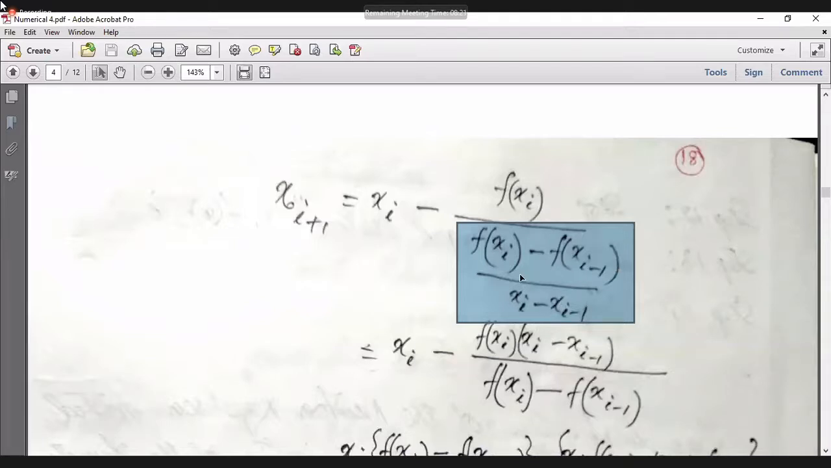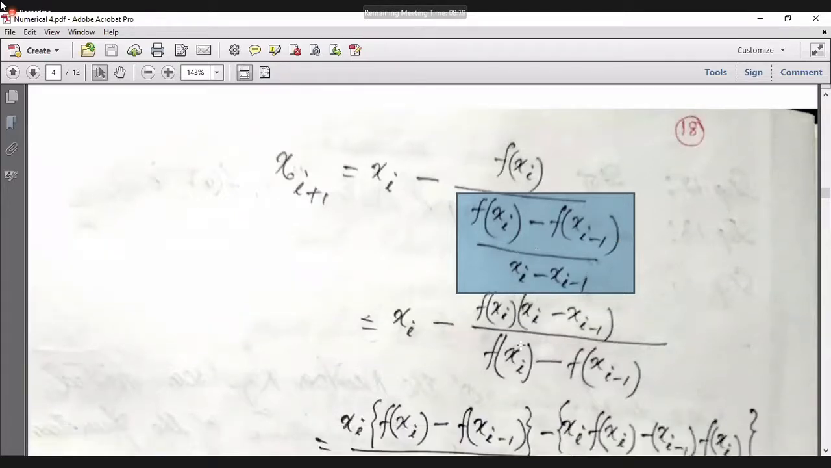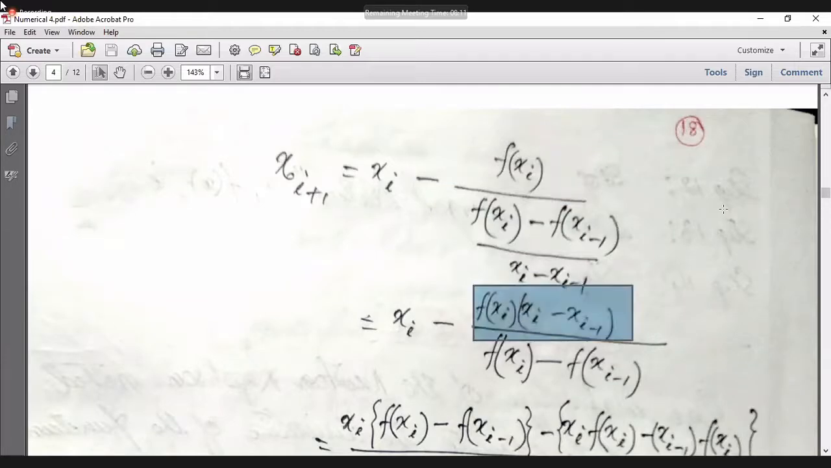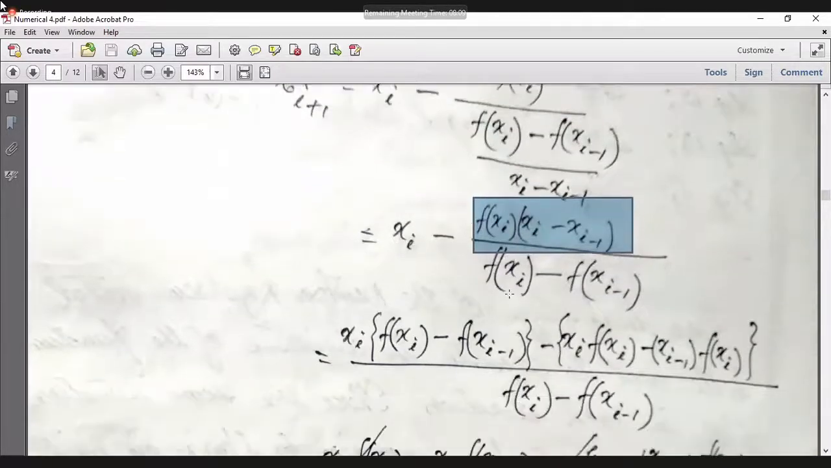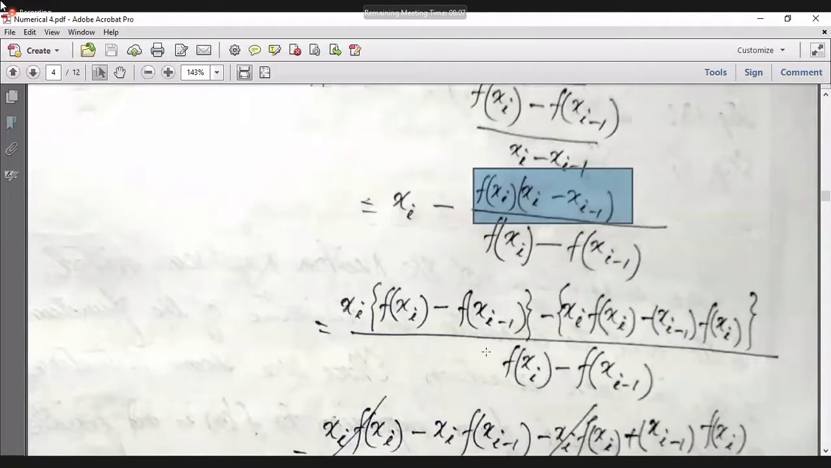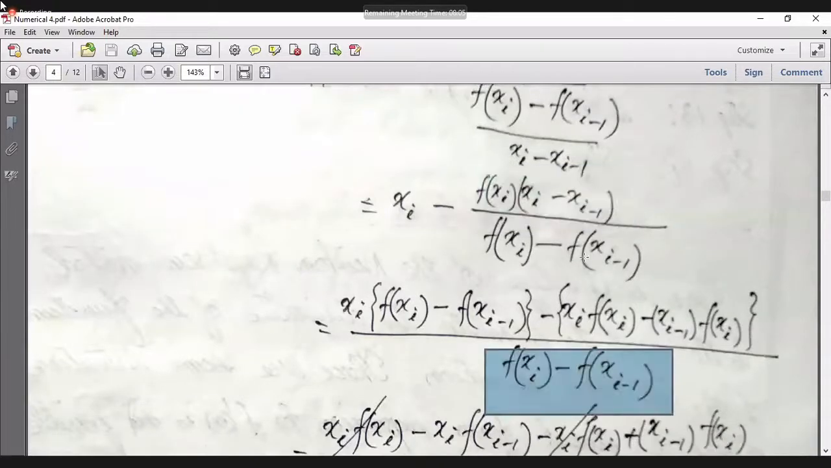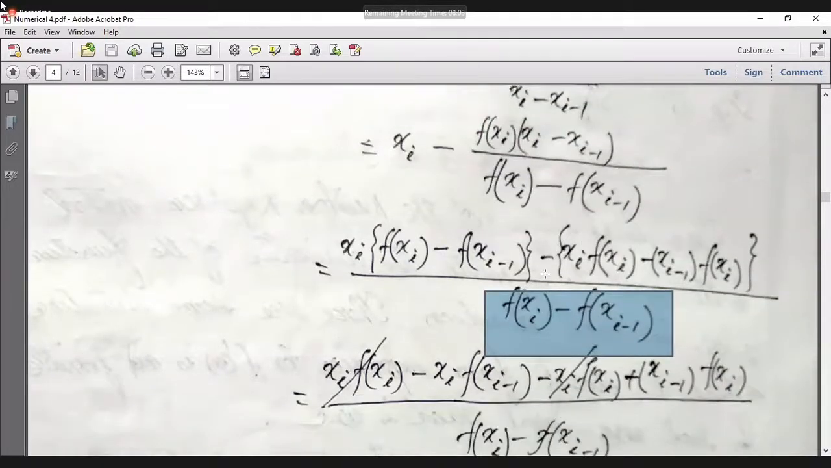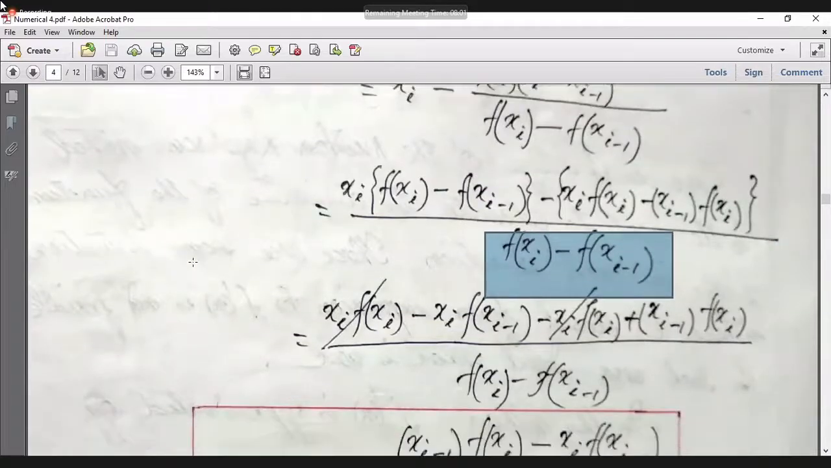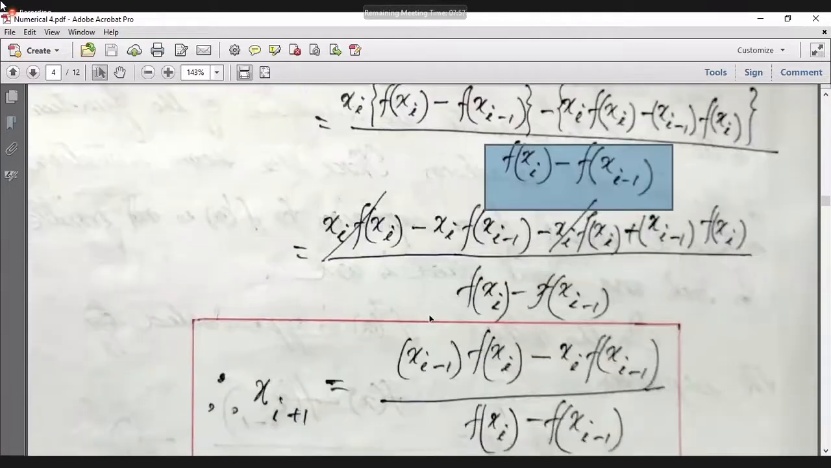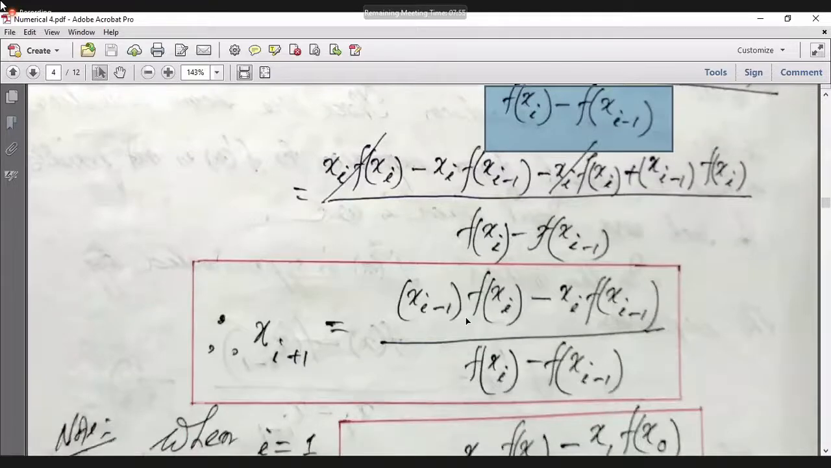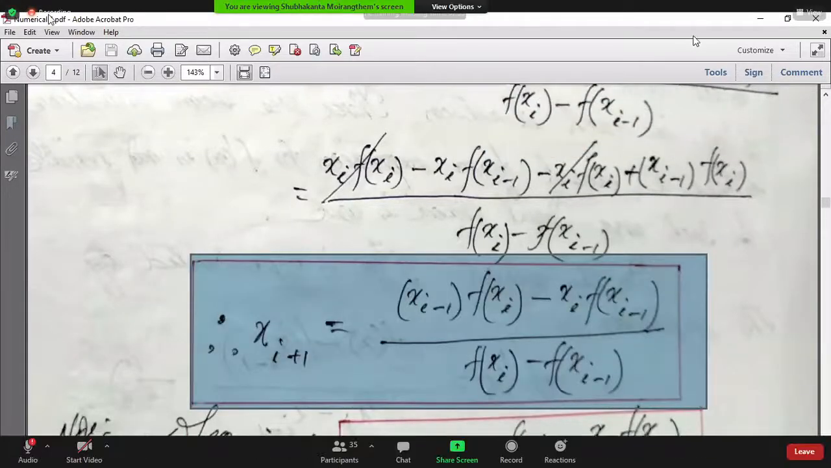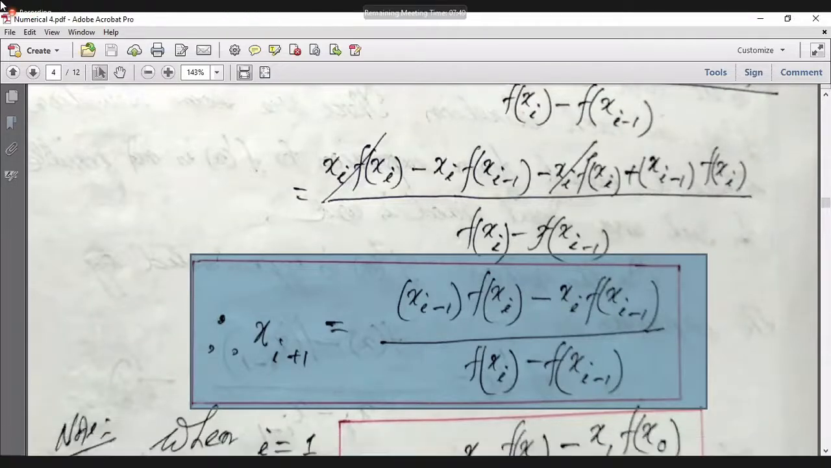Then we do some simplification. Bring out this one here, then we can write like this. Do some more simplification using LCM, multiplying here and so on. And at last you get this one. Now this is the formula for the secant method. You can compare this formula with the false position method, and the formula will be exactly the same.